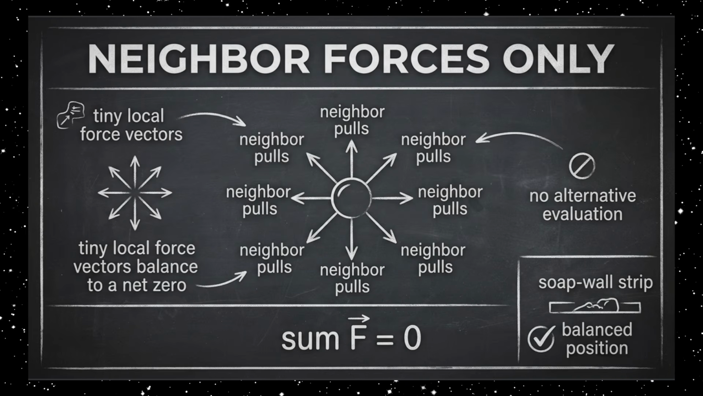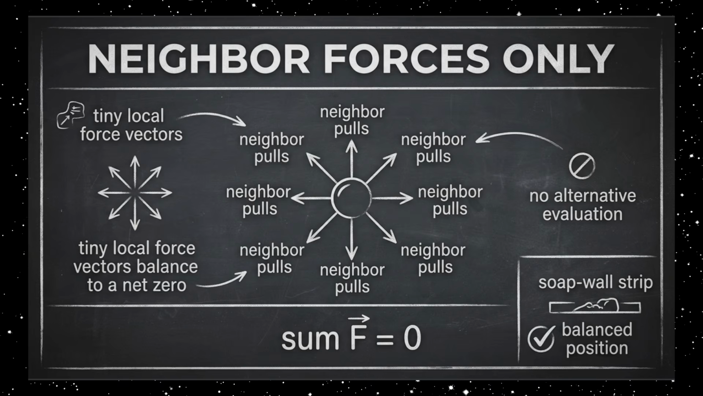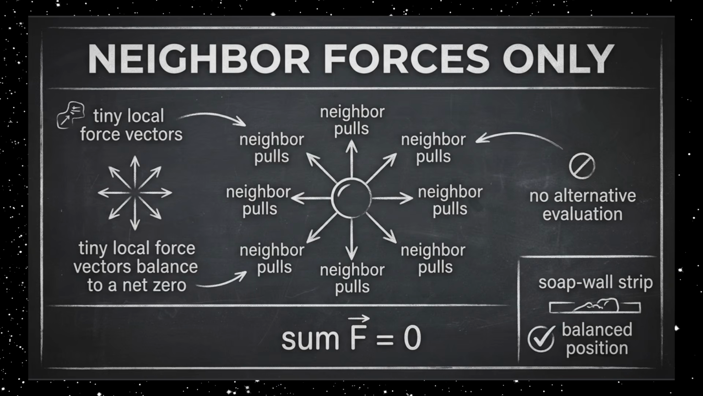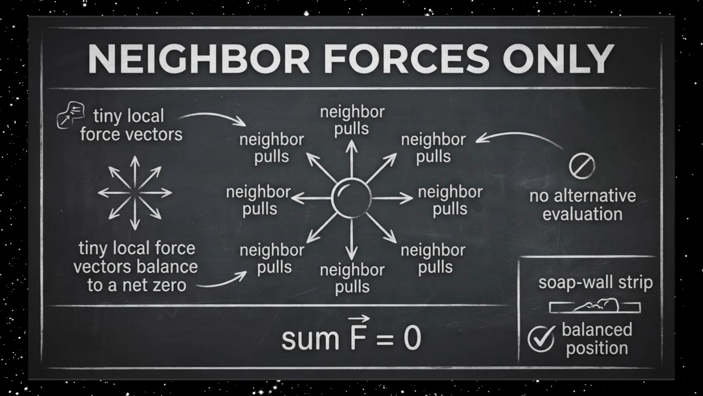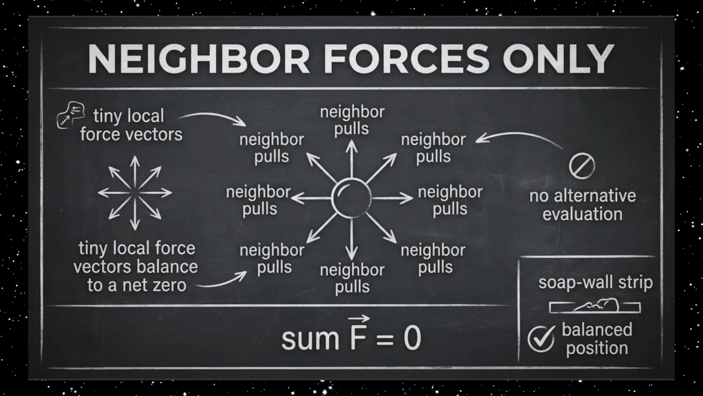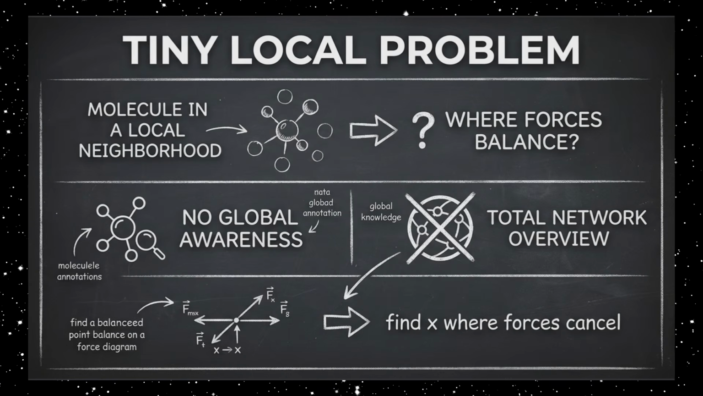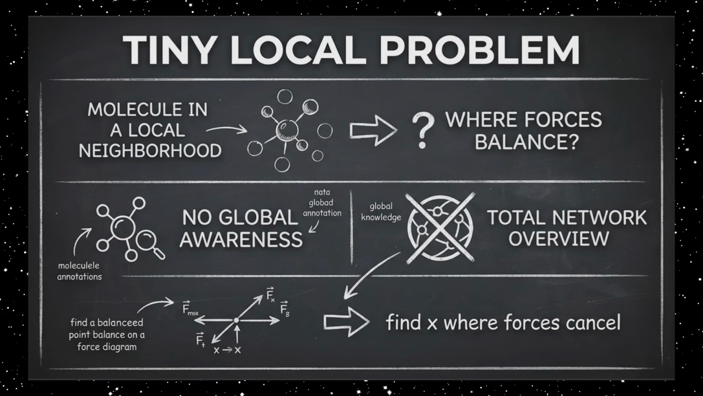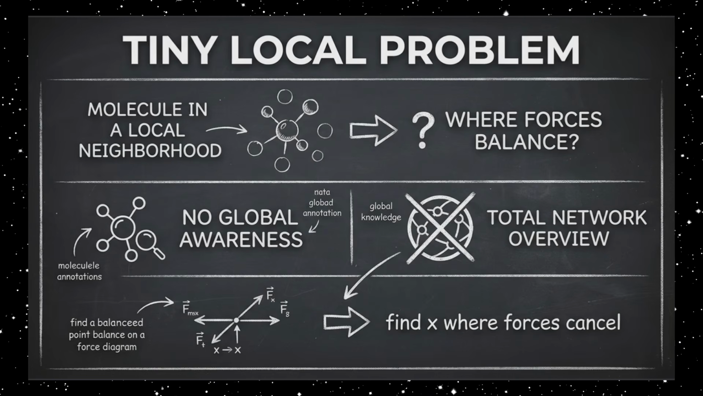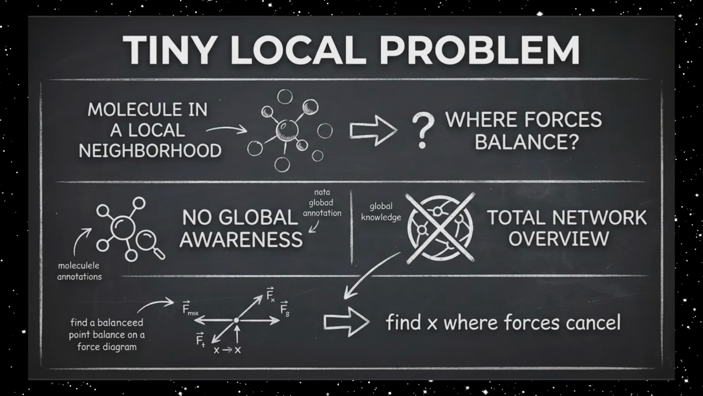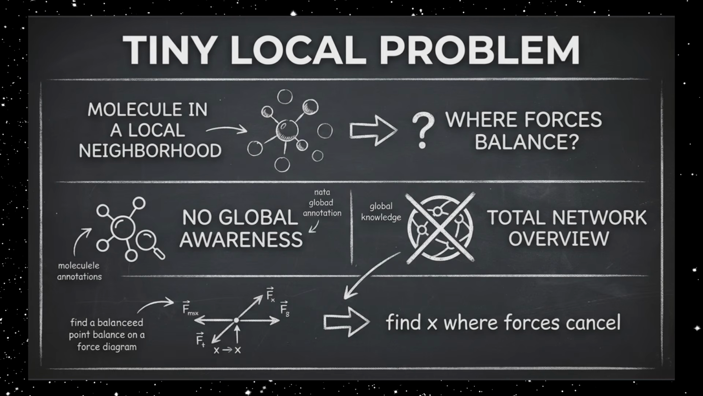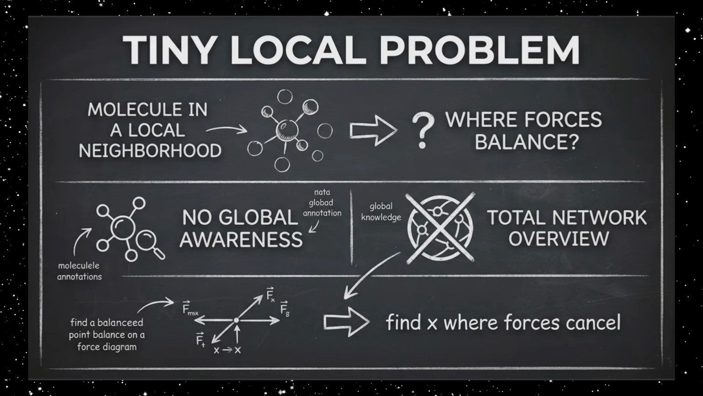It doesn't compare. It doesn't evaluate alternatives. Every molecule in the film is simply responding to the forces acting on it from its immediate neighbors. Each molecule is being pulled by its neighbors on all sides, and it moves to the position where those pulls balance out. That's all it's doing. It's not thinking about the global problem. It has no awareness of the other pins, the other films, the total length of the network. Each molecule is solving its own tiny local problem. Where should I sit so the forces on me are balanced?